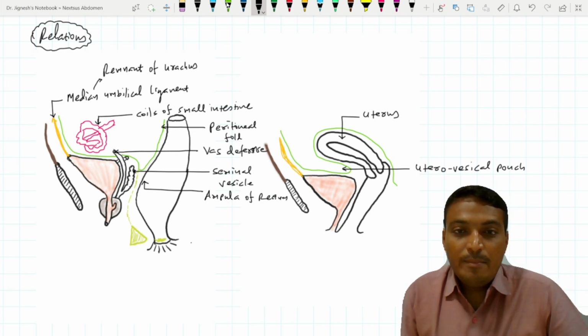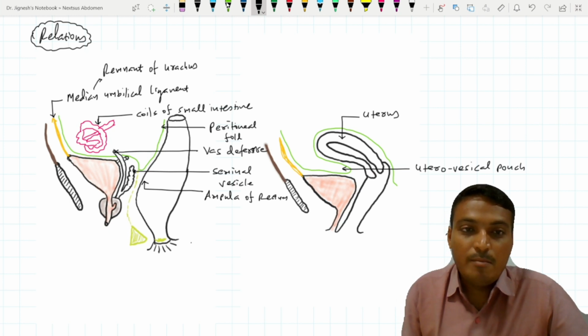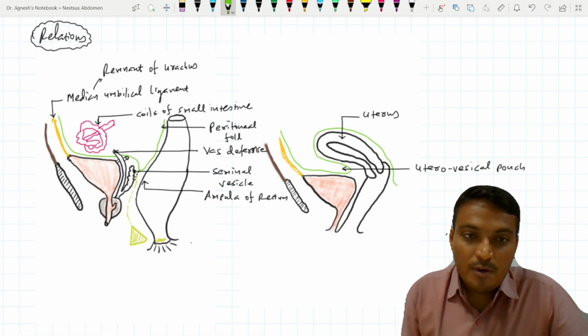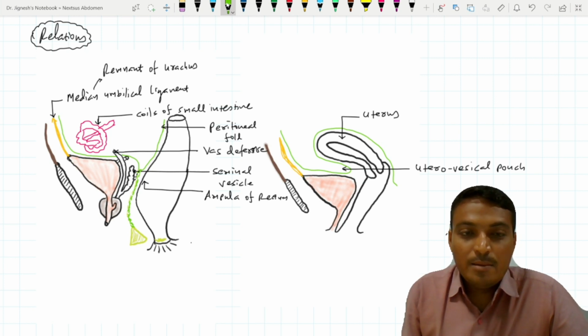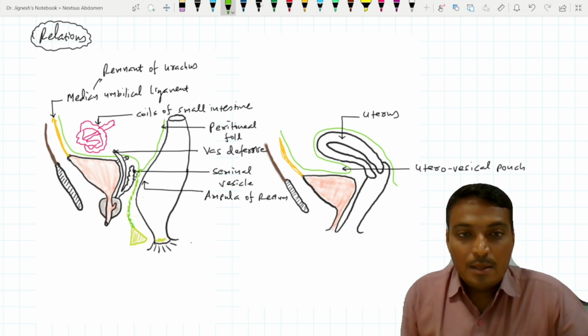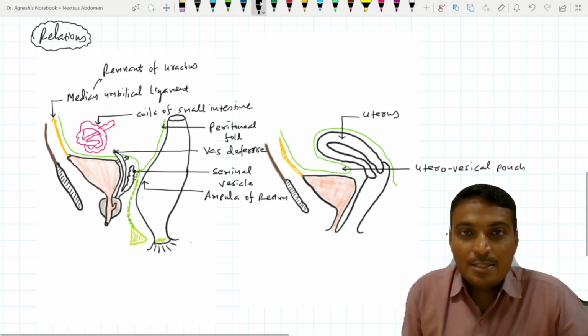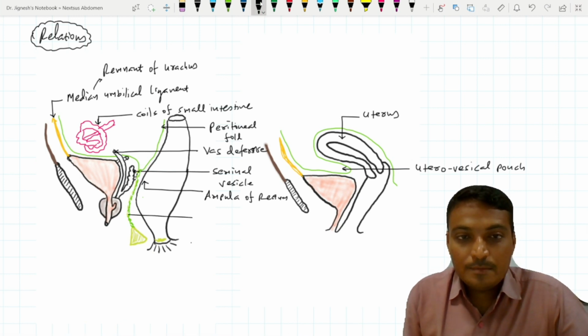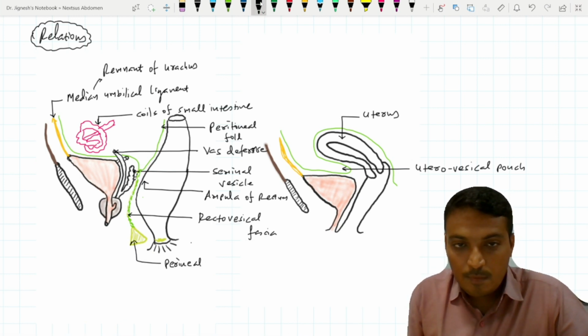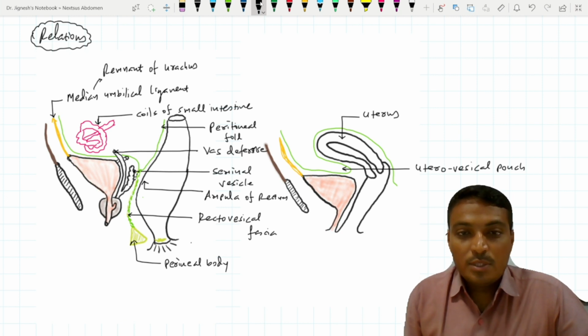The ampulla of the rectum and the seminal vesicles and vas deferens are separated by one thin fascia of the peritoneum, which extends from the perineal body up to the rectovesical pouch, a pouch formed by the peritoneal fold. That fascia is called the rectovesical fascia. This rectovesical fascia is also called Denonvilliers' fascia.